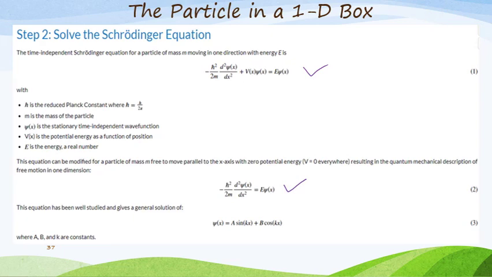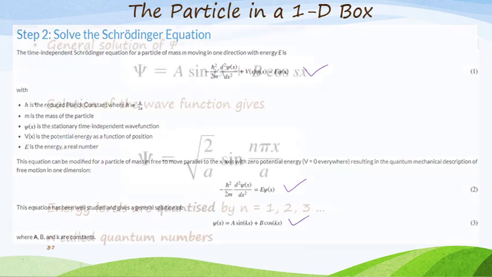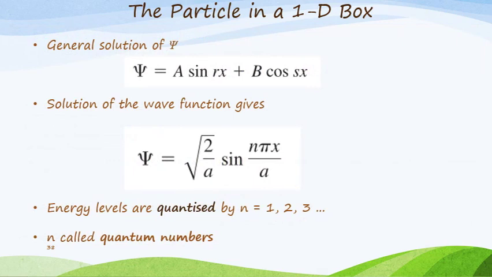This equation has been well studied and gives a general solution, once we solve it, of this, number 3 at the bottom over here. So the general solution shows that the wave function is equal to a sin Rx plus b cos Sx, where the final solution of the wave function gives us this major equation over here, where we should be able to recognize something here, this value of n. These describe the energy levels.